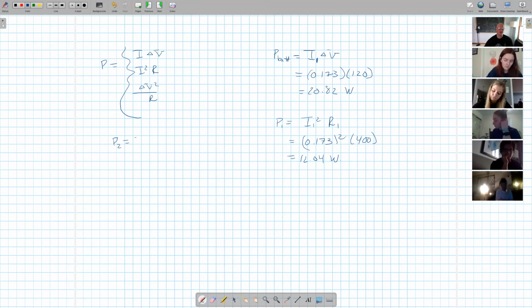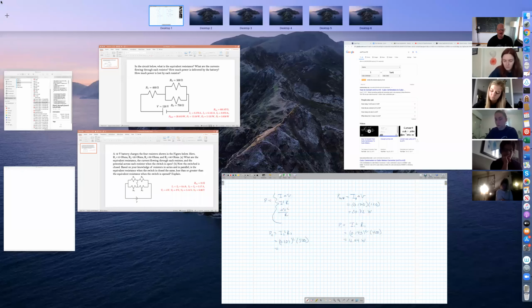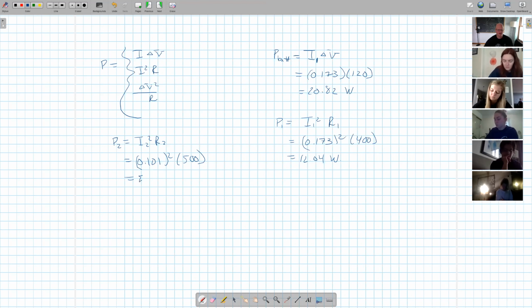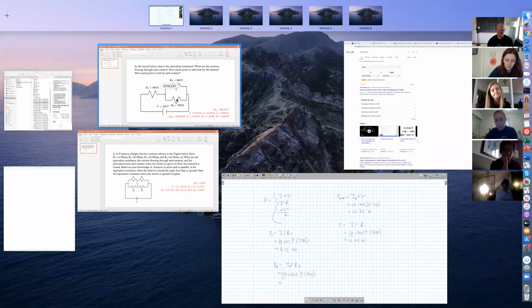Power through the second one is going to be I2 squared times R2. So it's equal to 0.101 squared times R2, which is 500. In this case, the power lost by that one is 5.12 watts. And then finally, the power lost by the third one is equal to I3 squared times R3. So that's going to be 0.072 squared times 700. So the power lost through the third one is 3.66 watts.